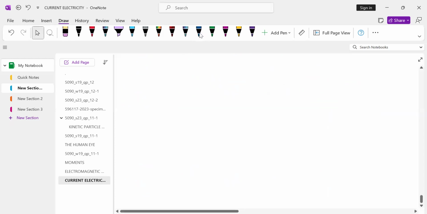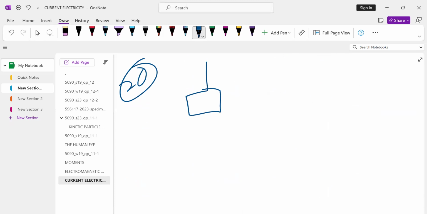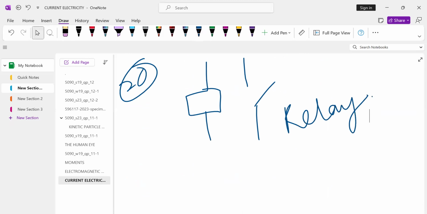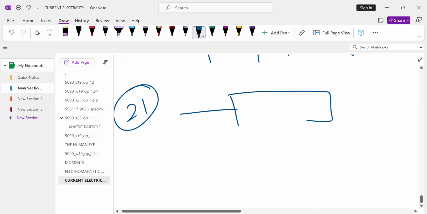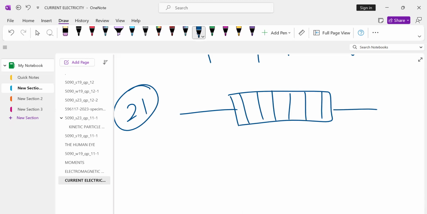Then the 20th symbol is a relay. You need to remember these symbols. So this is a relay. Then the 21st symbol is a heater. The heater is drawn like this, lines in the rectangle.